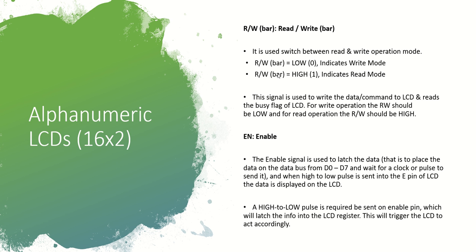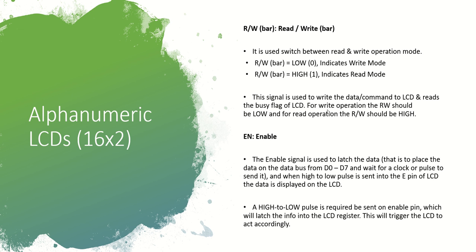The second one is the read/write bar signal. In certain cases, if you want to read, that's why it says read/write bar. If it is low, it indicates write mode, and if it is high, it indicates read. I think it looks reversed over here, but because it is read/write bar, bar means negation. So if it is 1, then it is read. If it is 0, then it is write mode. It is given correctly over here.